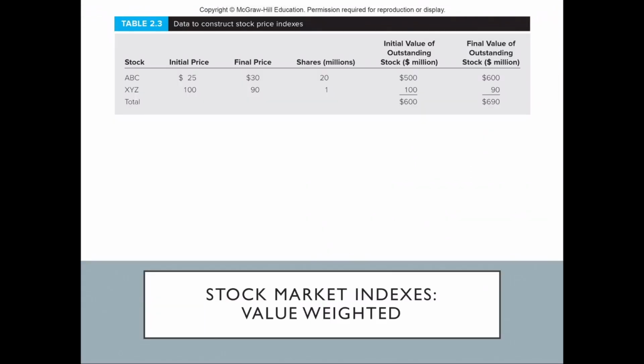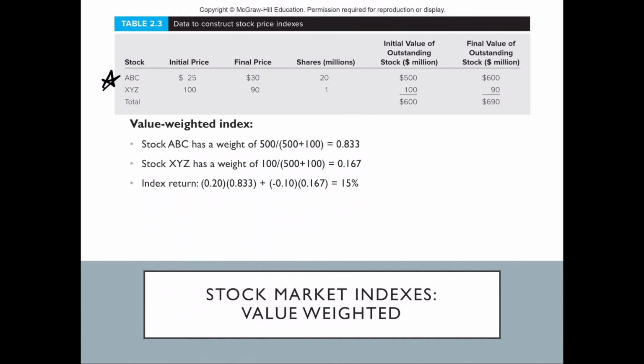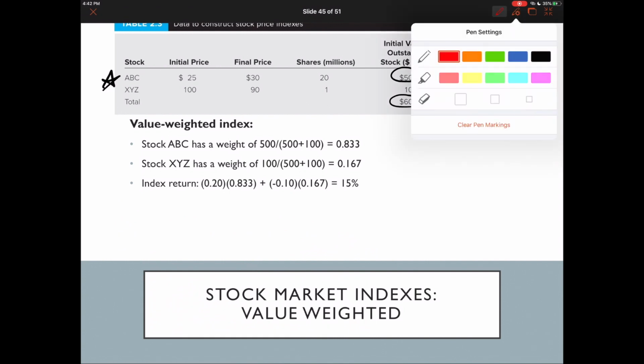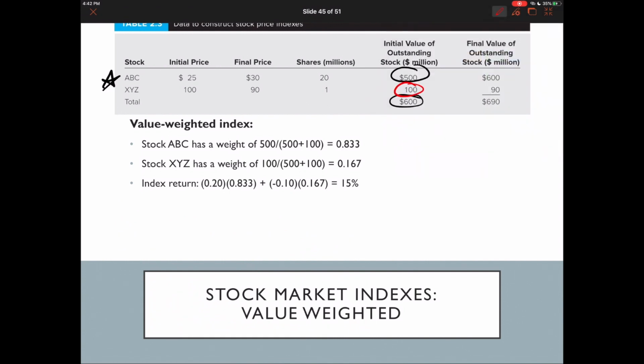Now with value-weighted, you can see we have the same scenario up here. Value-weighted, we actually weight them based on their market cap. So there's higher weights given to the stocks with the higher market caps. So we have stock ABC, which has a market cap of 500. The total market cap of the entire index is 600. So their weight is 0.833. So 83.3% is made up of stock ABC. And then alternatively, we can see here that stock XYZ would be 100 out of that total of 600 for a weight of 16.7%.